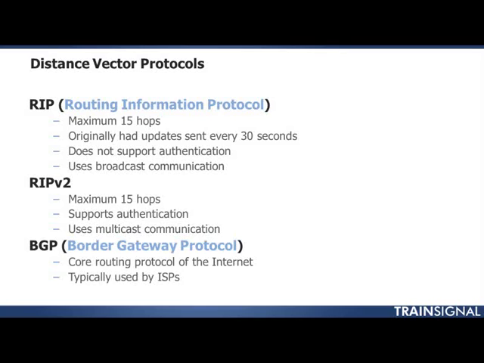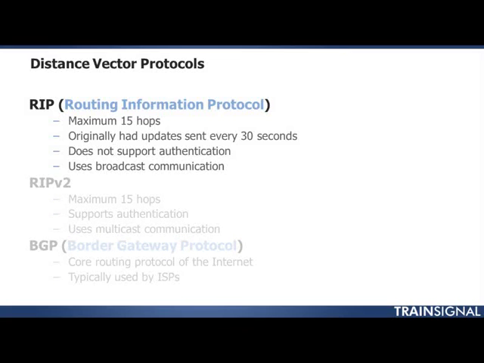Okay, and the first one is called RIP, which stands for the Routing Information Protocol. Now, besides telling you that it is a distance vector protocol, I will tell you that it supports a maximum of 15 hops. Okay, so when we talked about the hop count when we went through the demonstration, RIP can only support a maximum of 15 hops. Originally, it has updates sent every 30 seconds. It does not support authentication, and it uses broadcast communication.